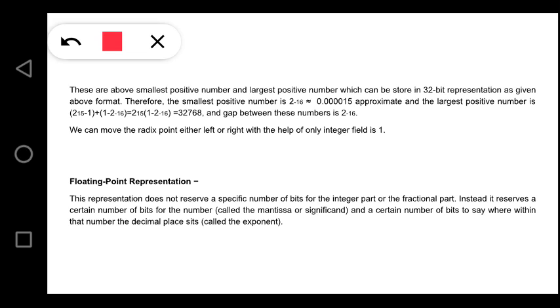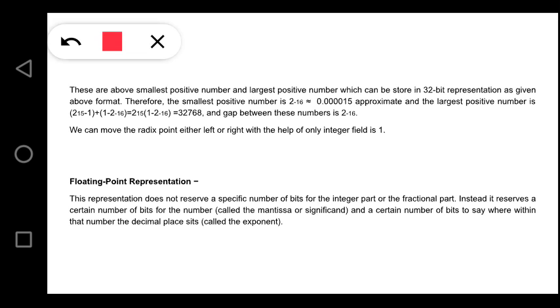So the goal is, when it comes to fixed point representation, as I said, it takes more amount of time. Performing arithmetic operations on numbers which are in fixed point representation is more complicated.